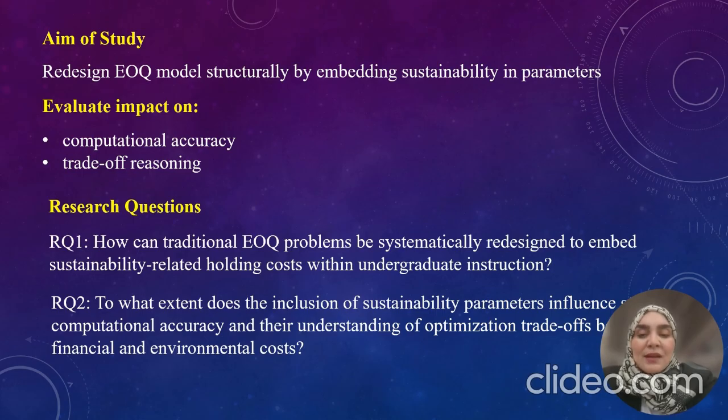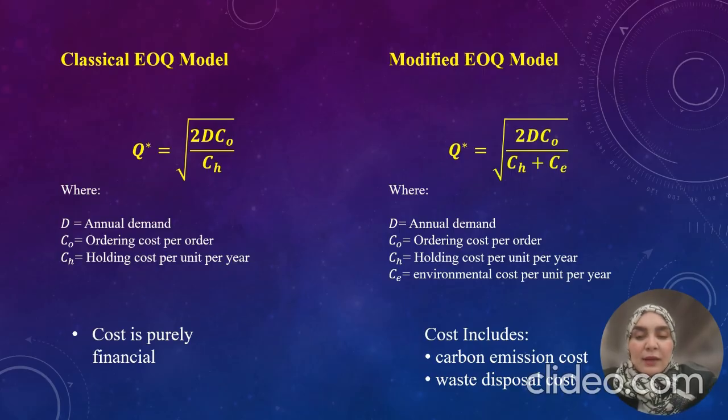So this study aims to redesign the EOQ model structurally by embedding sustainability in the model's parameters to evaluate students' computational accuracy and their abilities of trade-off reasoning. As stated on the slide, the classical EOQ model contains purely financial costs, which are the ordering cost and holding cost, while the sustainability-integrated model includes environmental impacts in the form of environmental cost, which may include carbon emission cost or waste disposal cost.